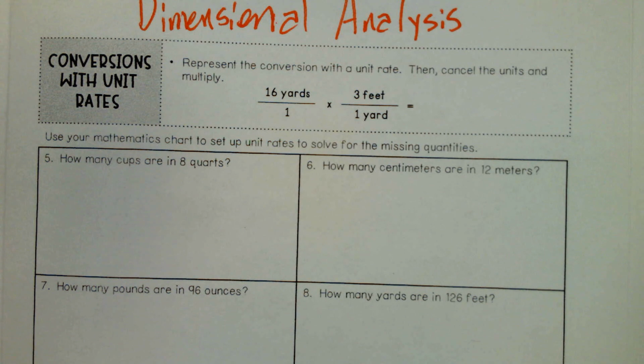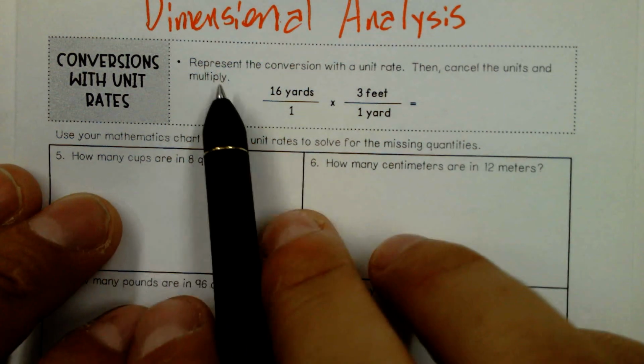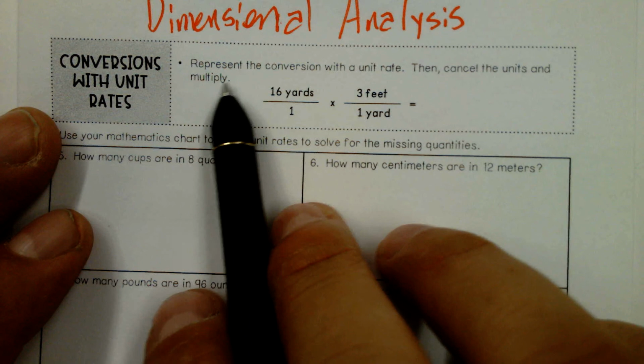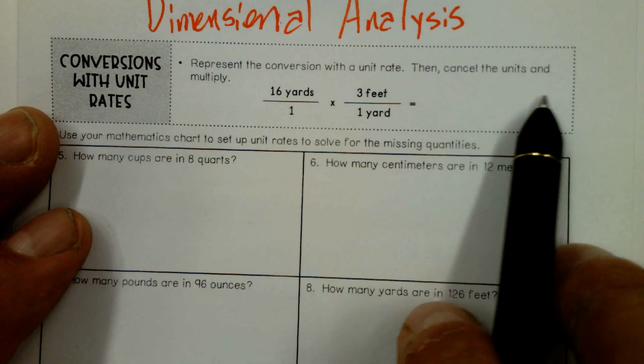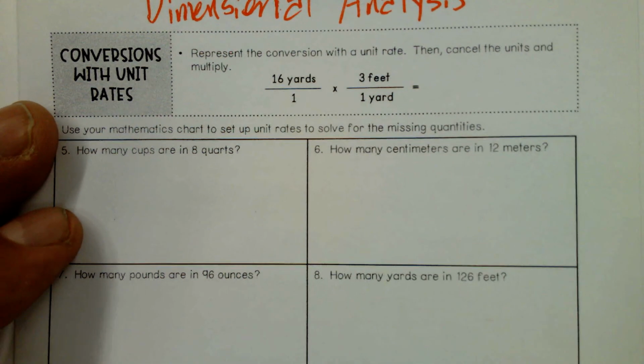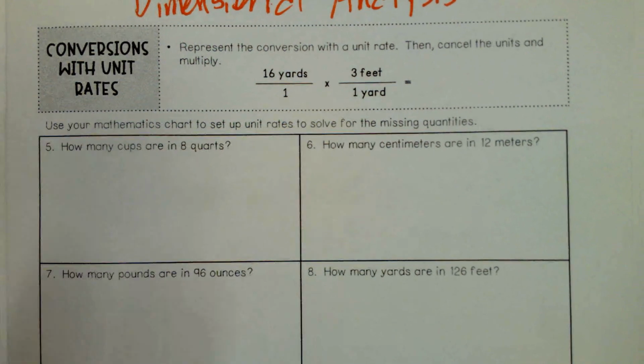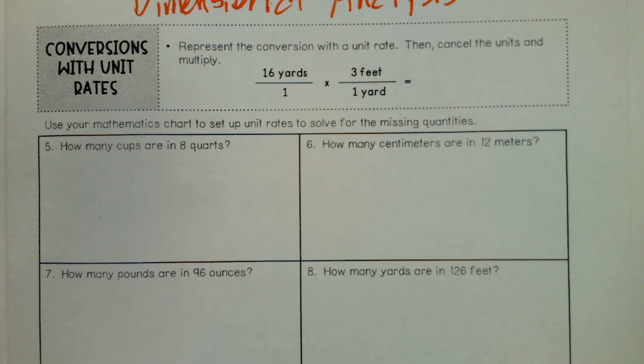Okay. So the process is: it represents a conversion of a unit rate. Then cancel the units and multiply. And I like it because as you're working it out, you can see if you're going to get the right answer, provided you have a calculator handy and whatnot. So let's try to do a few conversions this way.